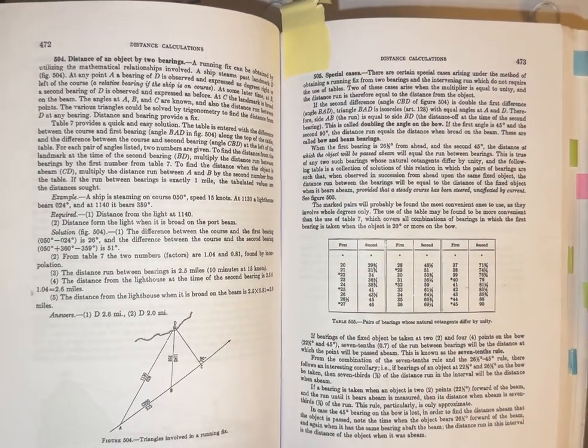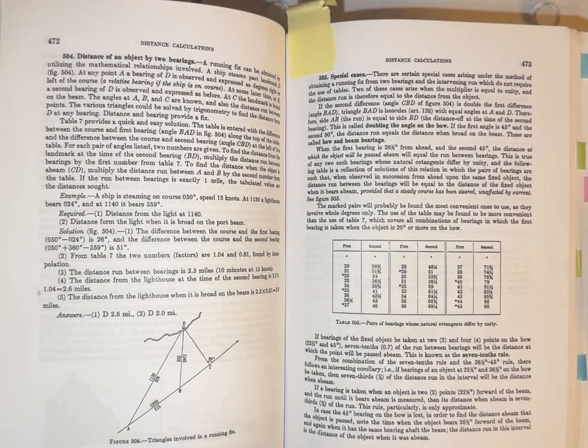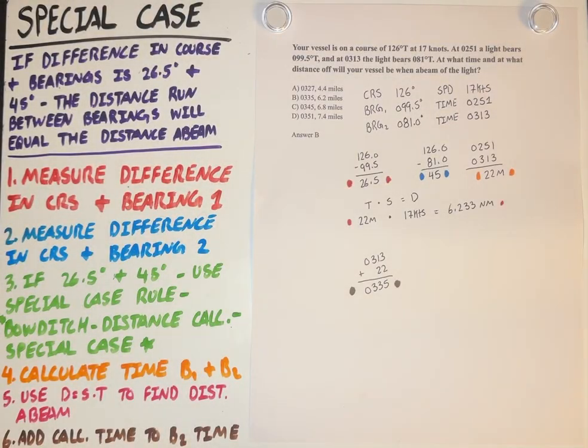is 26.5 degrees from ahead and the second 45 degrees, the distance at which the object will be passed abeam will equal the distance run between bearings. So that is the special case we're looking at, and I'll read it again in the purple. If the difference in course and bearings is 26.5 and 45 degrees, the distance run between the bearings will equal the distance abeam. So what does that ask us for? It asks us to find the distance between bearing 1 and bearing 2.